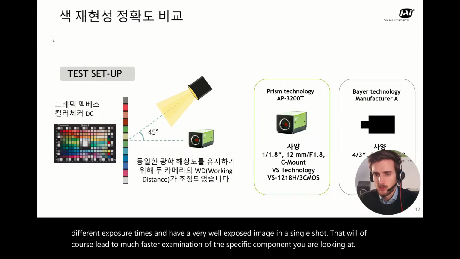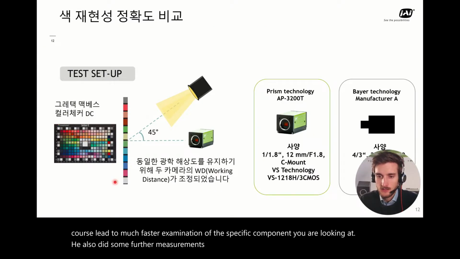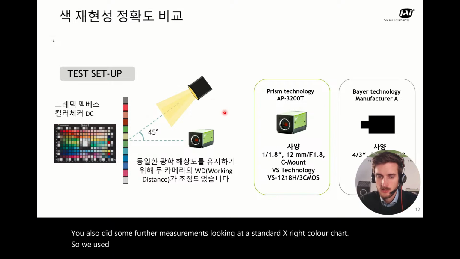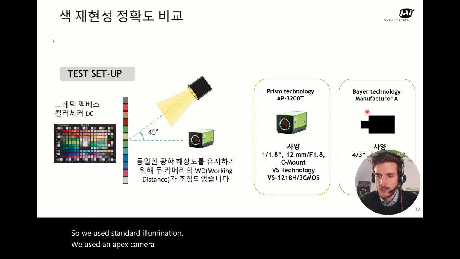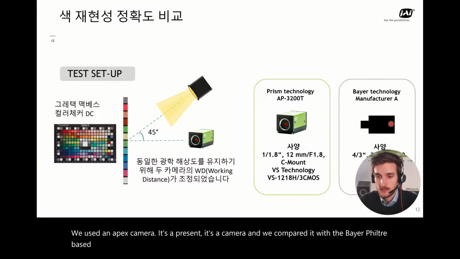We also did some further measurements looking at a standard X-Rite color chart. So we used standard illumination, we used an Apex camera, it's a prism-based JAI camera, and we compared it with a Bayer filter-based standard single sensor camera using 5x5 debayering.